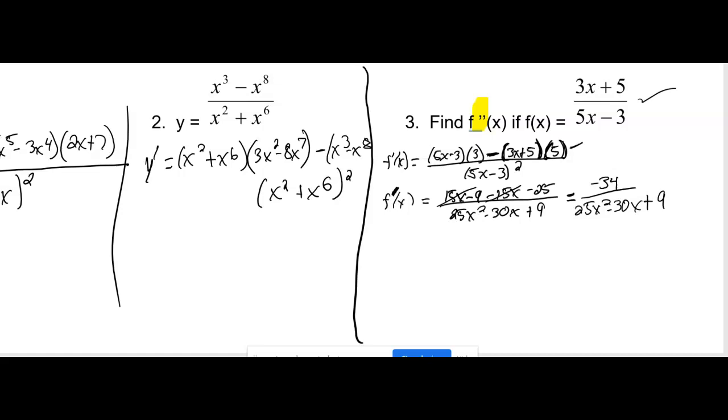Once you have a simplified first derivative, then it's okay to move along to our second derivative. And all that is, if this is our simplified first derivative, that's now what you're taking the derivative of. It's still a fraction, it's still a quotient. So we still need to do the quotient rule. Denominator first, so 25x squared minus 30x plus 9 times the derivative of your numerator.